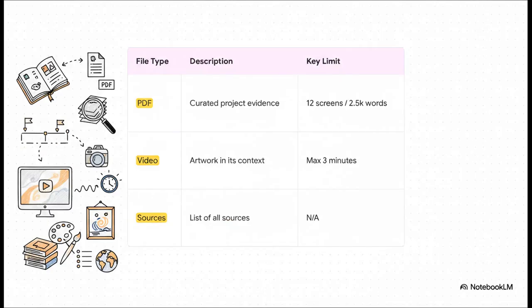When all is said and done, you're going to submit 3 things. First, a PDF. Think of it as your process journal, but curated. It can be up to 12 screens. Second, a short video, no more than 3 minutes, that proves your artwork is real and in its intended space. And third, a simple text file listing your sources. We'll get into the details of each of these in a bit.